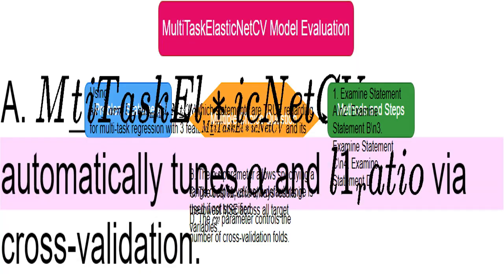process. Statement A claims that the model automatically tunes both alpha and L1 ratio using cross-validation. I need to verify if this is true by checking the model's documentation. Alpha and L1 ratio are crucial hyperparameters controlling the model's regularization strength and the balance between L1 and L2 regularization.